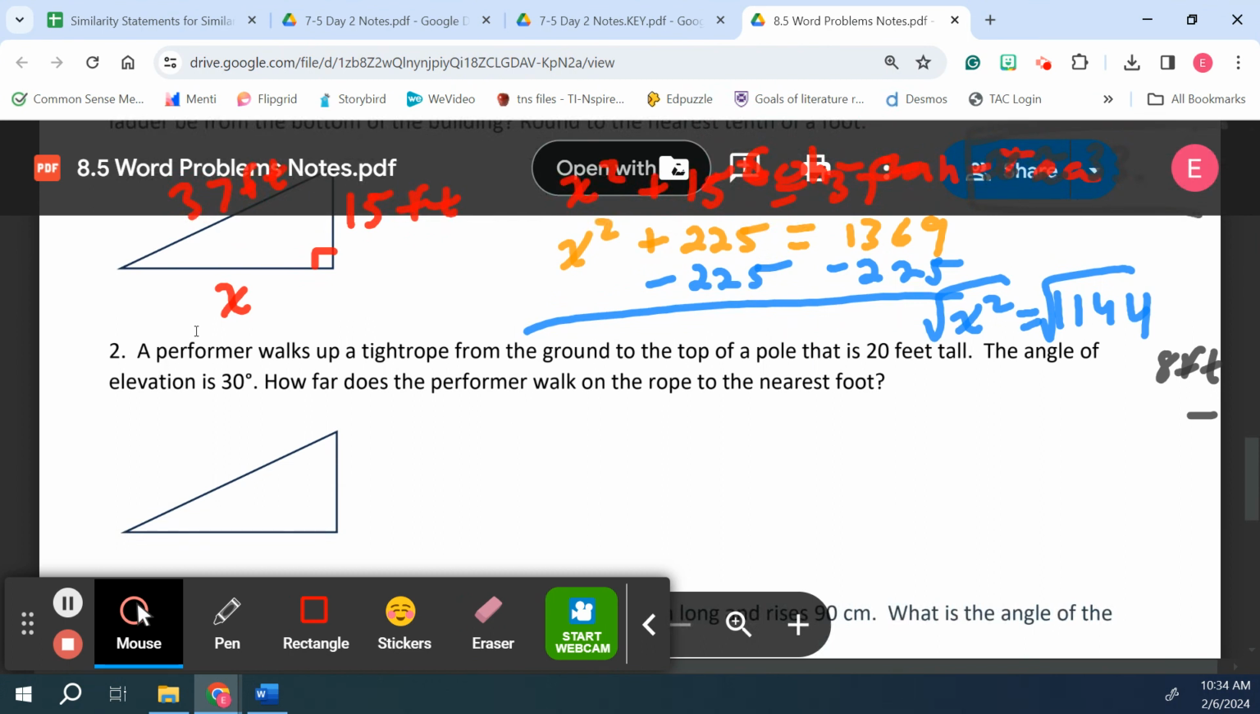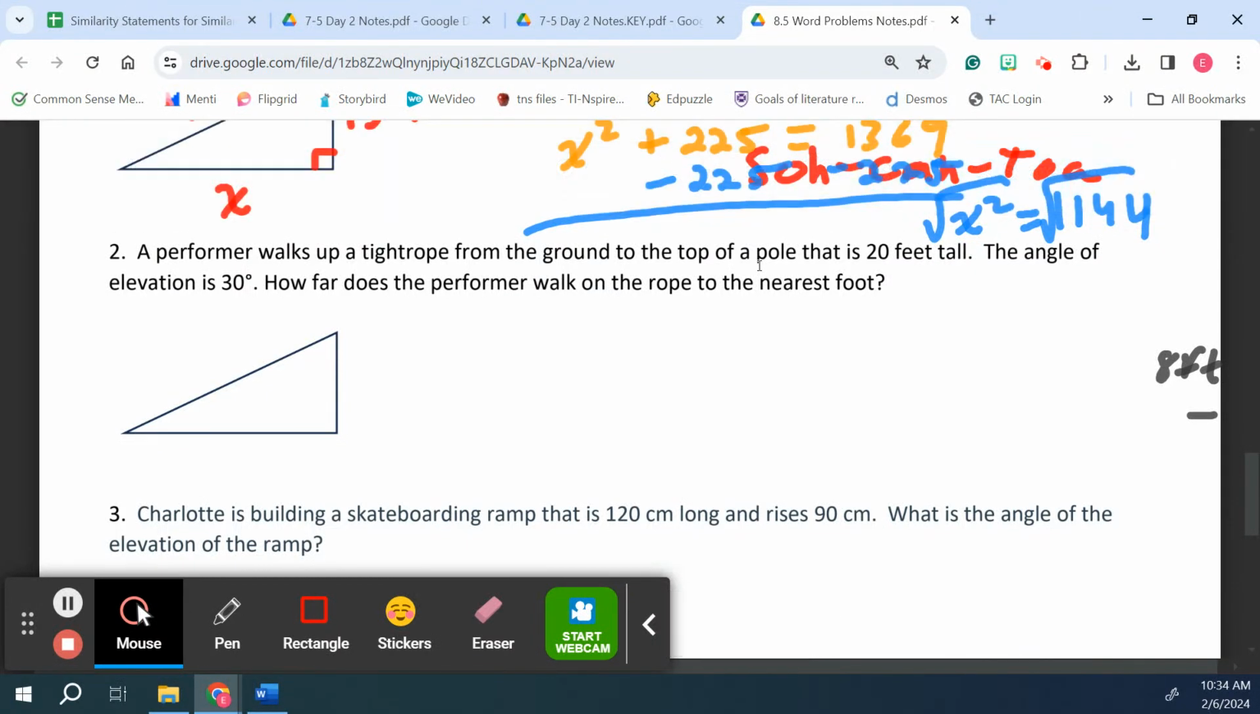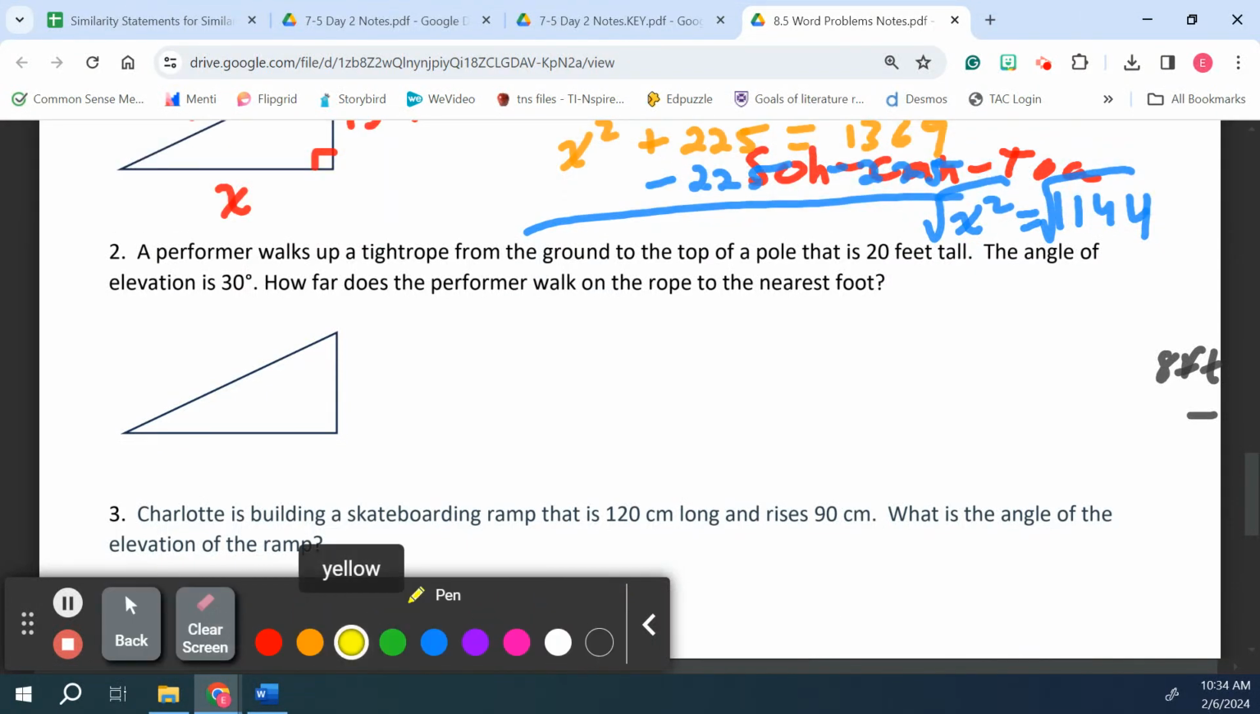All right, so it says a performer walks up a tightrope from the ground to the top of a pole that is 20 feet tall. The angle of elevation is 30 degrees. How far does the performer walk on the rope to the nearest foot? All right, so in this case, let's identify that horizontal. That horizontal is right here. So from here to here is your angle of elevation, and they're telling us that's 30 degrees. They're also telling us he's walking from here to the top of this pole. So that'll be my x, and then this will be 20. So looking at this, I have an opposite, and I have a hypotenuse. The right angle should be there.